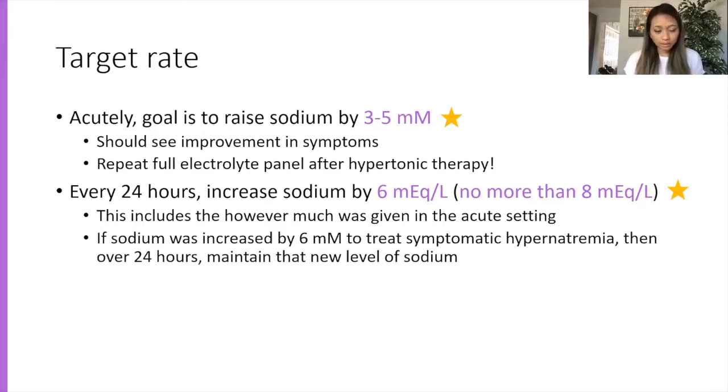If the sodium, this is basically what I said. If the sodium was increased by 6 to treat symptomatic hyponatremia, then over 24 hours, maintain that level of sodium.